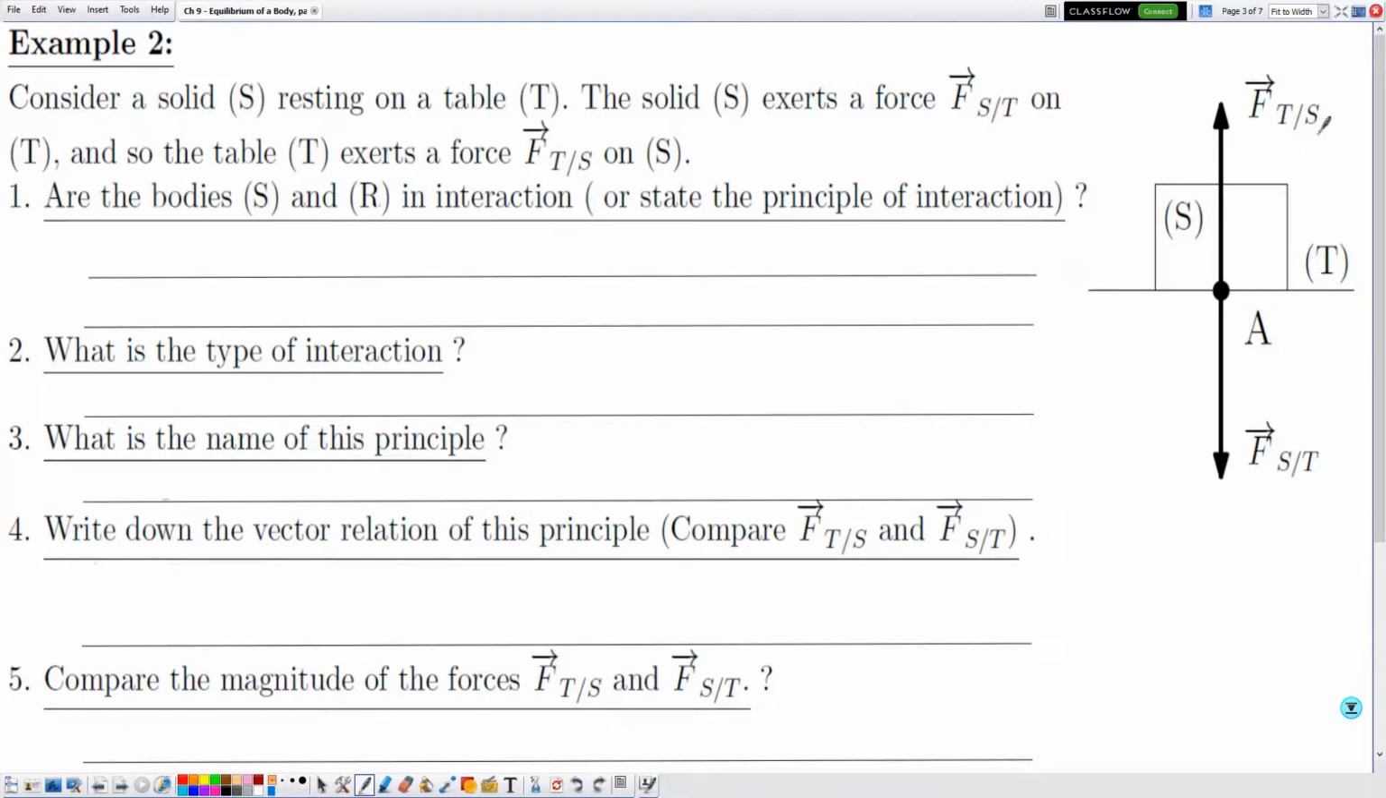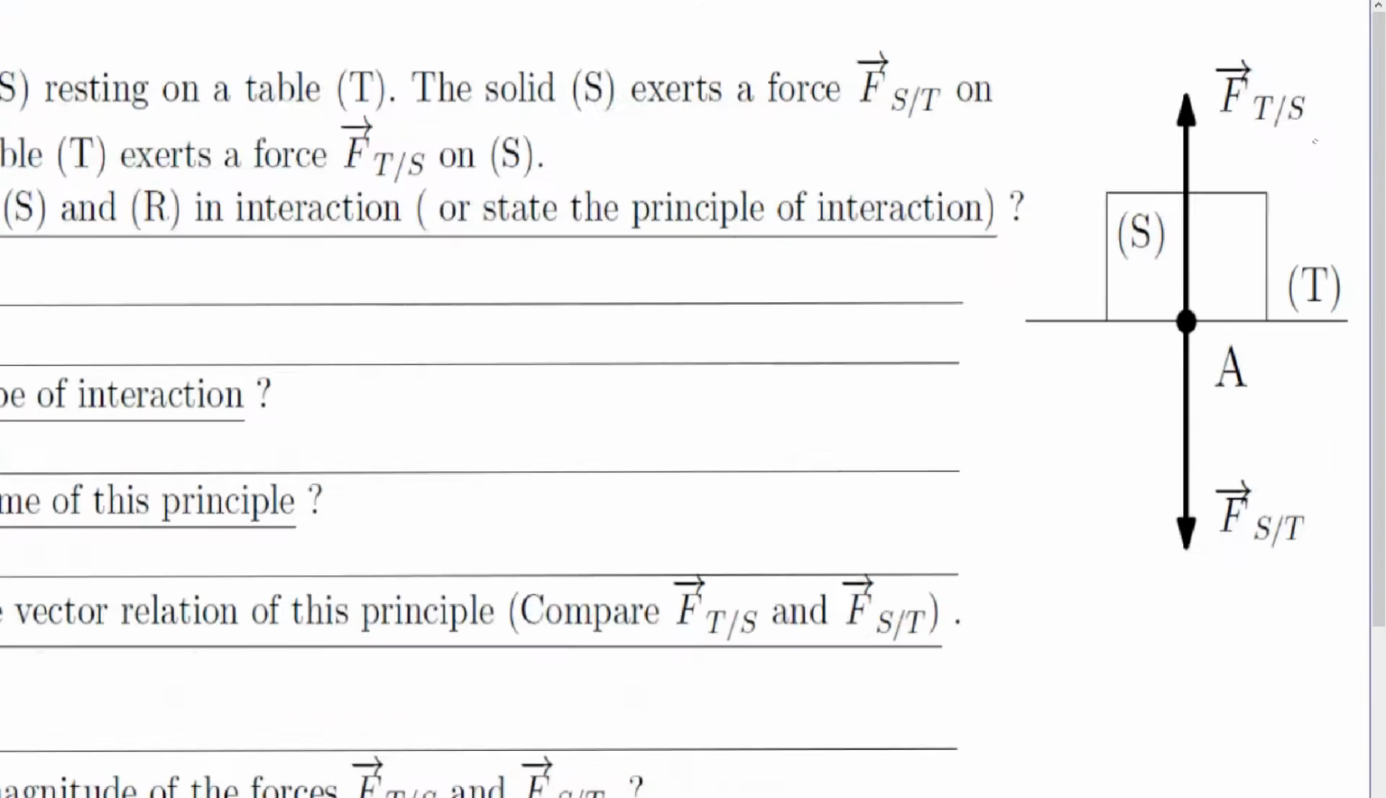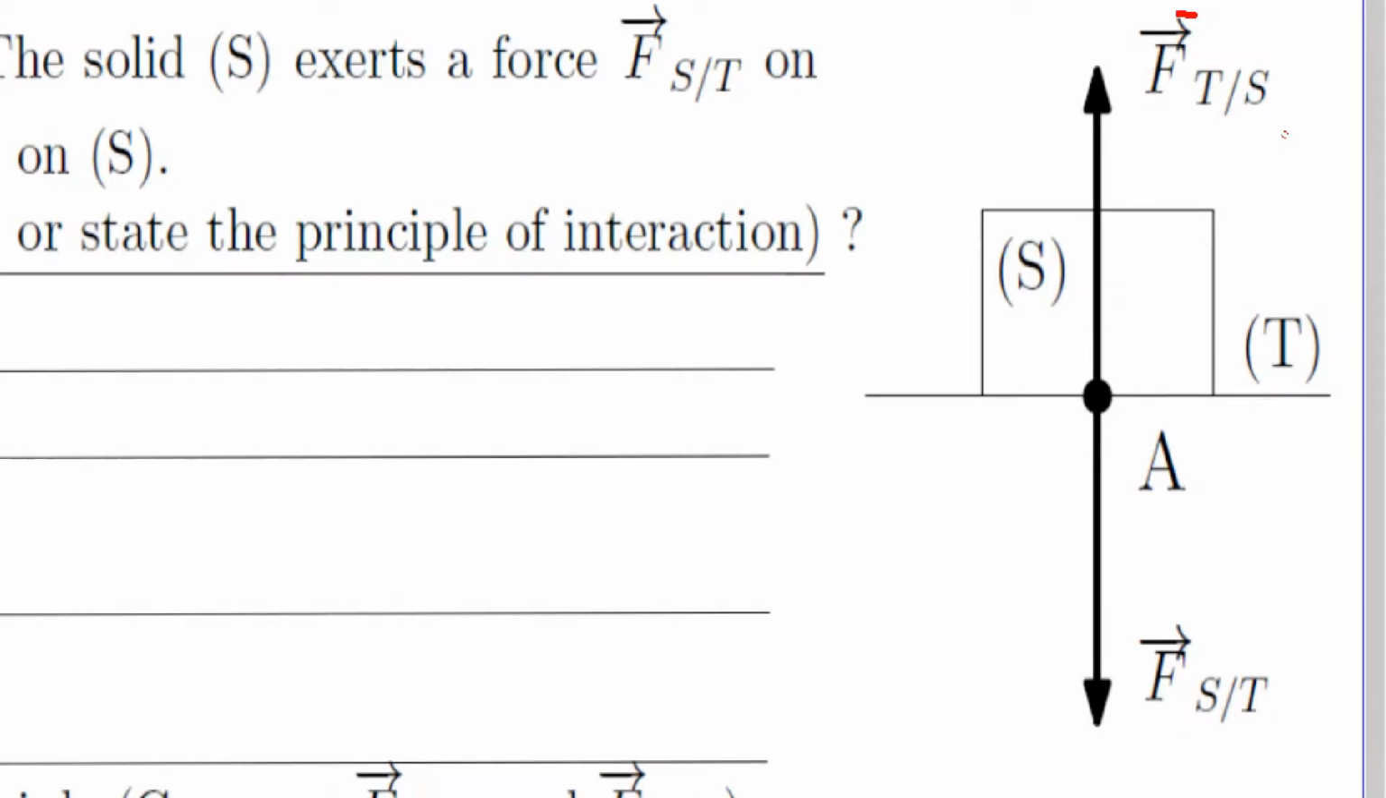So in this example, we have a table and we have a solid. We can consider that Ft on S is the force exerted by the table on the solid. Then according to the principle of interaction, because we have Ft on S, we have another force which is given by Fs on T, and we need to answer the following questions.